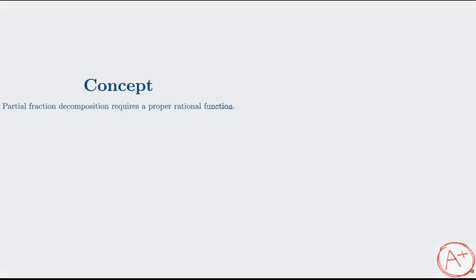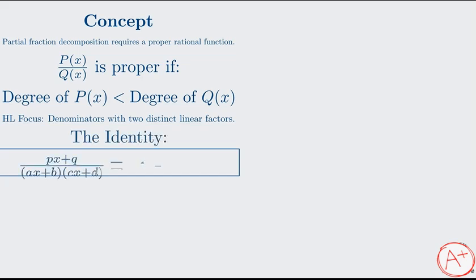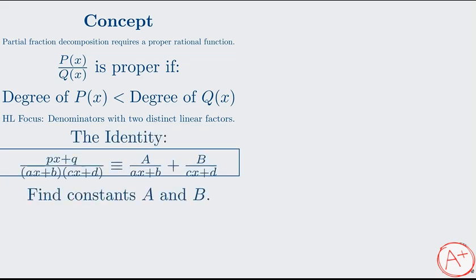Before we decompose a fraction, we must ensure it is a proper rational function. In the expression p of x over q of x, proper means the highest power of x in the numerator must be strictly less than the highest power in the denominator. For the higher-level syllabus, we focus on denominators that factor into two distinct linear terms. We use the triple bar identity symbol because this relationship must hold true for all values of x. Our goal is to find the specific constant values for a and b that make both sides of the equation perfectly equal.